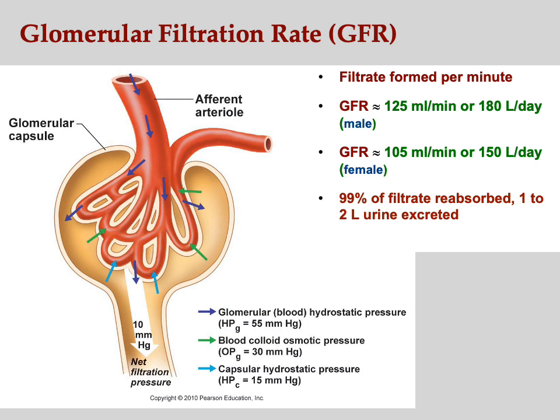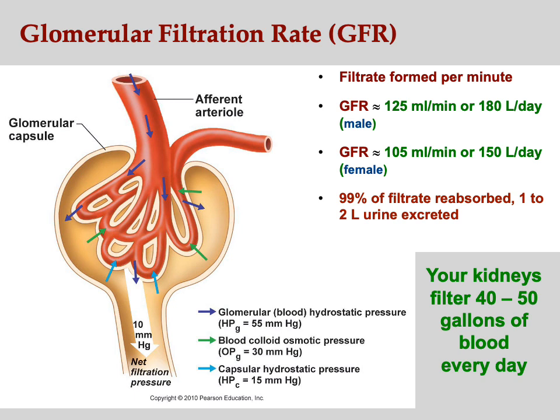So of this stuff we forced out, 99% of it we're going to take back. Is that crazy or what? You might think, not very efficient, but that's the way your body does it. So all the stuff we force out into the capsular space there, into the tubular fluid, the filtrate, we're going to pull 99% of it back in. The stuff that continues through, we're going to make about 1 to 2 liters of urine a day and excrete it.